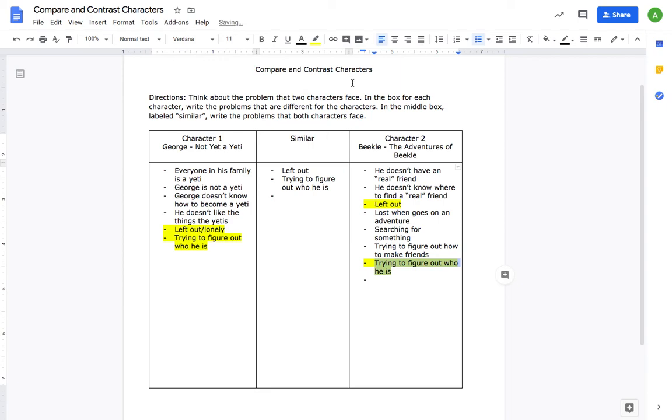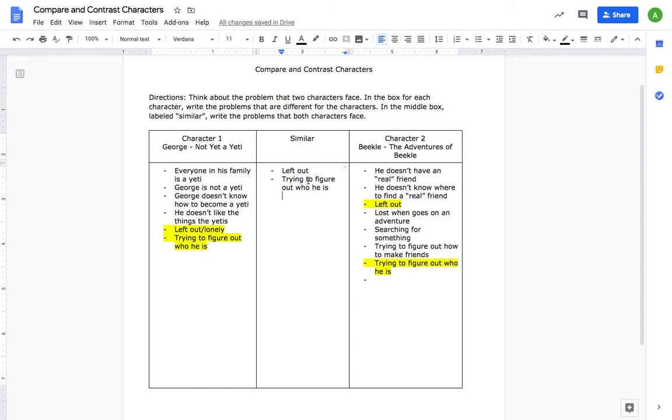So both these characters kind of went on an adventure in a different way. They had different problems, but there were also similarities between them. Both the characters felt left out. They were trying to figure out who they were, and they both kind of felt lonely until they were able to figure themselves out at the end. When we compare and contrast characters, remember we have to think about the things that are similar and the things that are different between the characters.